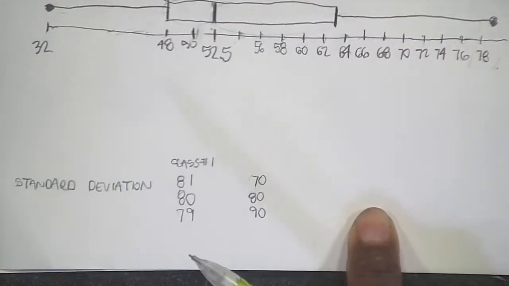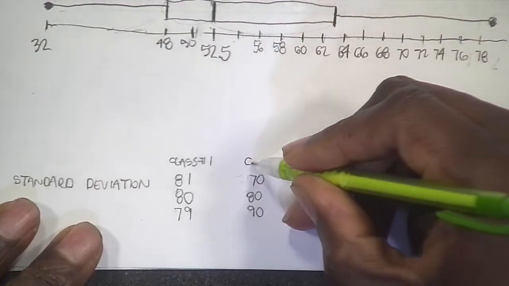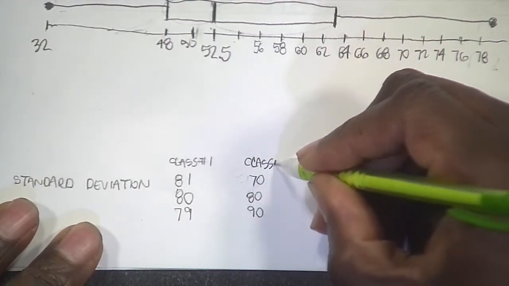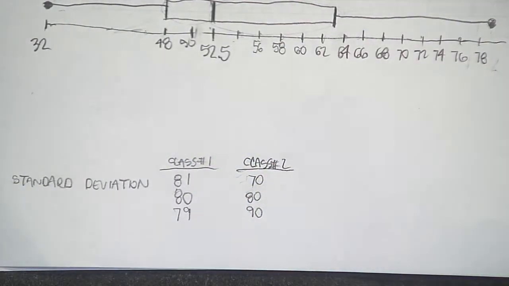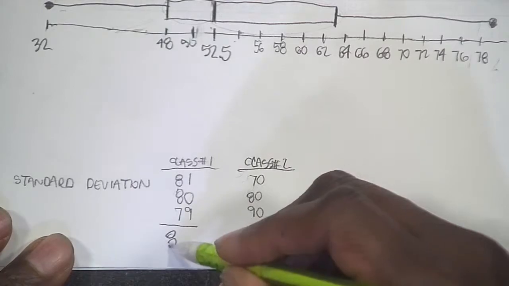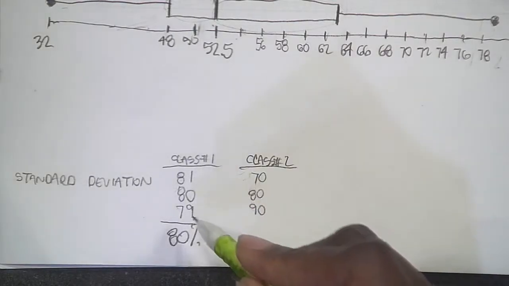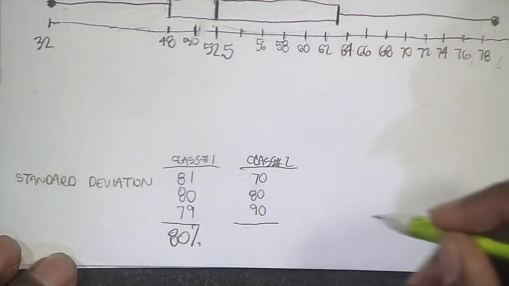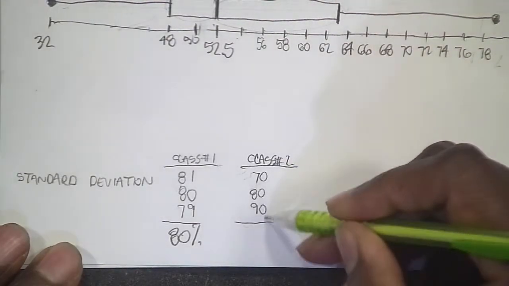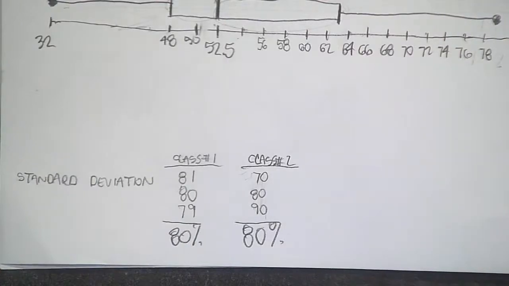You've got two classes. You've got one class, and their class average, hopefully you can see, is 80%. If you average these scores, 81, 80, and 79, that average would be 80%. And then if you found the class average for the second class, that class would also be 80%.